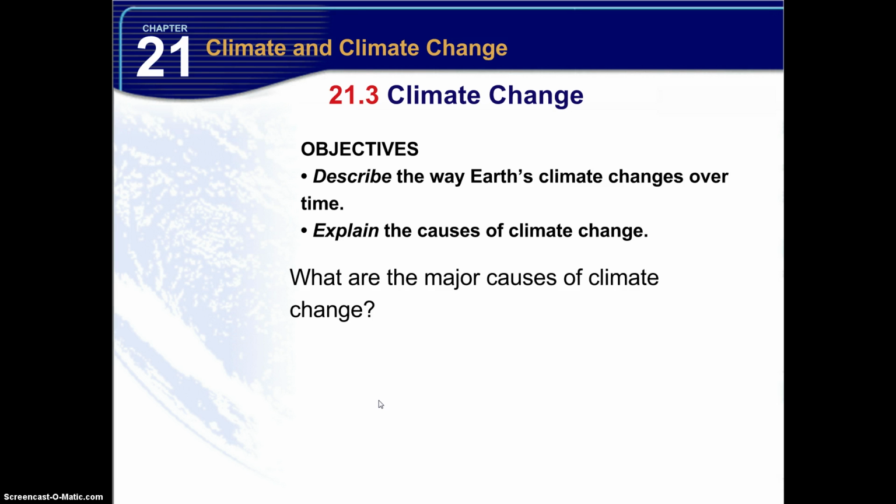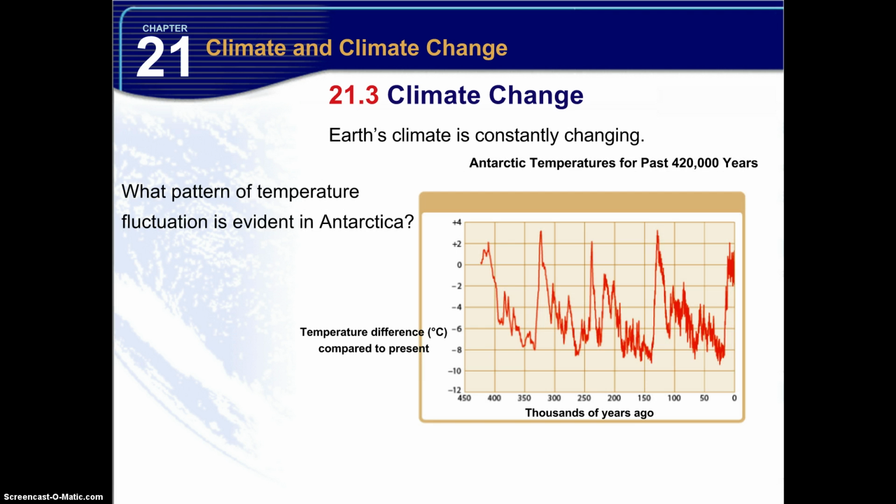Key idea here, Earth's climate is constantly changing due to the effects of the heat budget and interactions among the four spheres of Earth. So Earth's climate is constantly changing. If we look at the ice record in Antarctica, we see that there's been temperature changes for thousands of years back in the ice record. So, what pattern of temperature fluctuation is evident in Antarctica based on this graph?